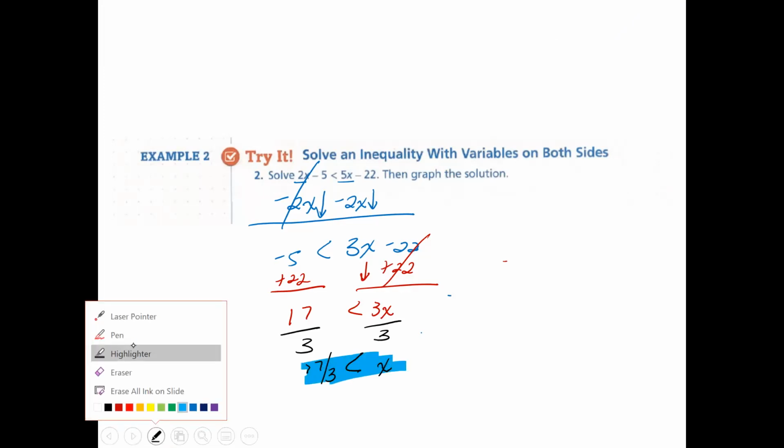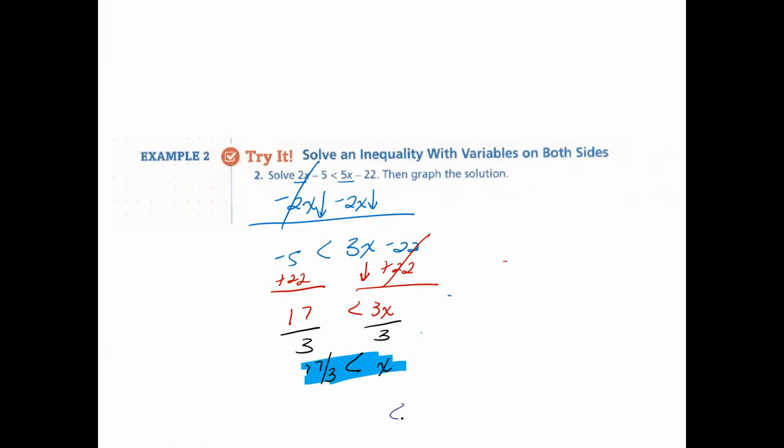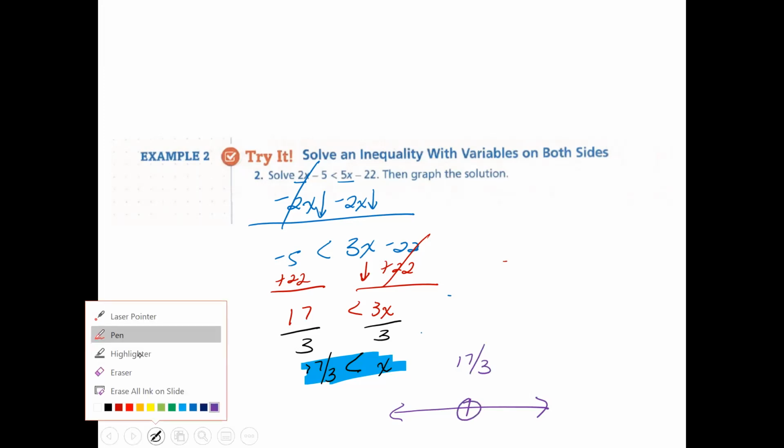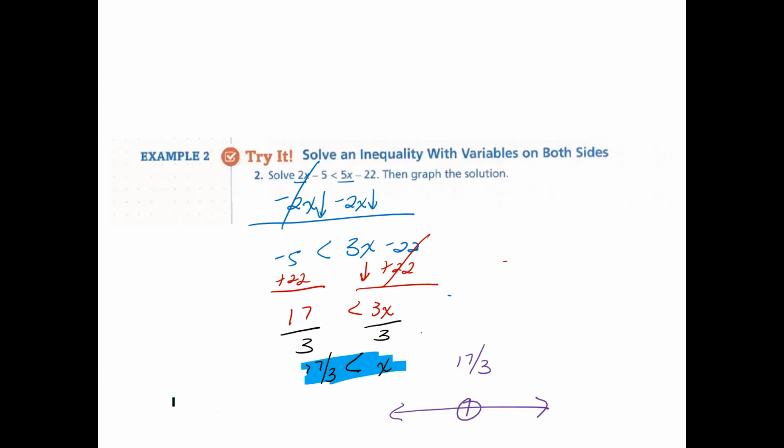So let's go ahead and graph this. So here's my number line. Here is 17 over 3. It is an open circle, and the reason for that is because there's no equal sign on the bottom, and it's eating the letter X, so I'm going to be shading over to the right side, and that is my answer.